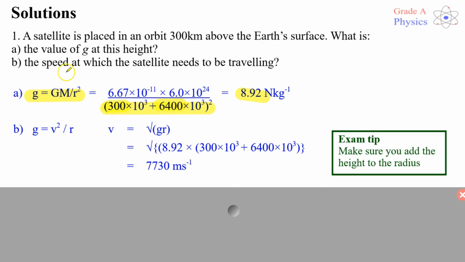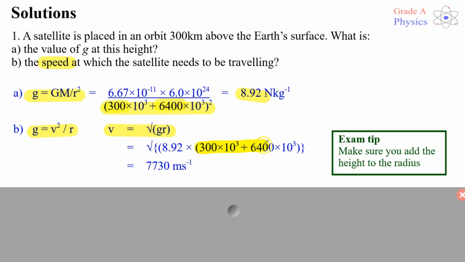After that, then we need to, for the speed, there's probably different ways we could do this. The simplest way is we know, well, we're assuming it's circular motion, so we can treat this as centripetal force or centripetal acceleration. So the value of g at that point, 8.92, or at that height, is the value of centripetal acceleration. So we've got this formula here. So we can rearrange it to make v the subject. We know the value of g.